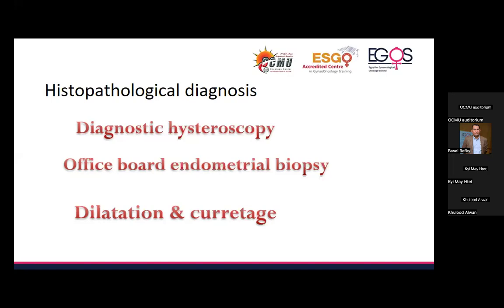Third step of diagnostic investigation. So we had the clinical, which is mainly the bleeding, and we had the radiology, which is mainly TVS and MRI. Third step for diagnosis is histopathological diagnosis. We need a biopsy from the endometrium.